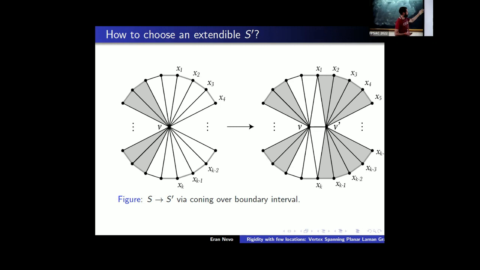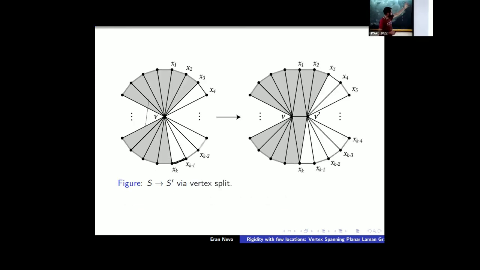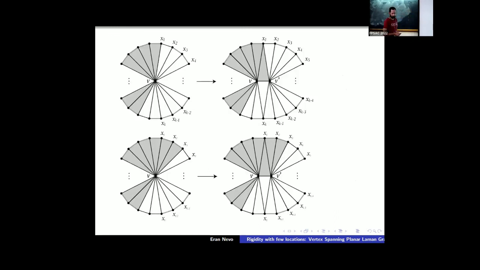If both of them are on the boundary part, we do this coning over an interval in the boundary. That's what we do here. And if at least one of them is in the triangle part, then we do a vertex split. Here you see the vertex split in one of the cases, and here in the other case. You can exhaust all these cases easily.